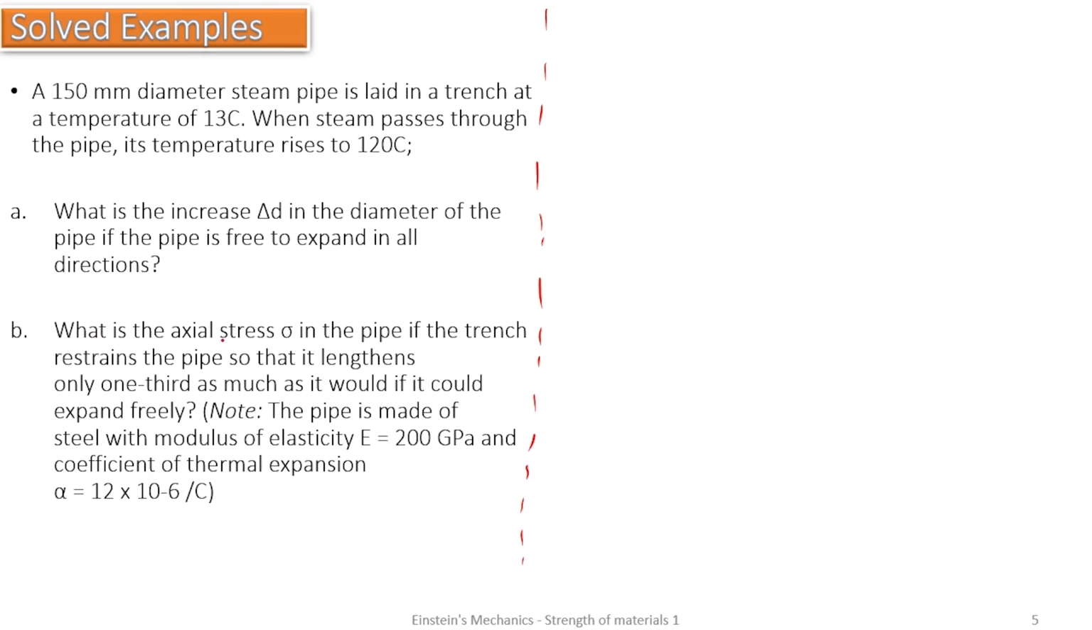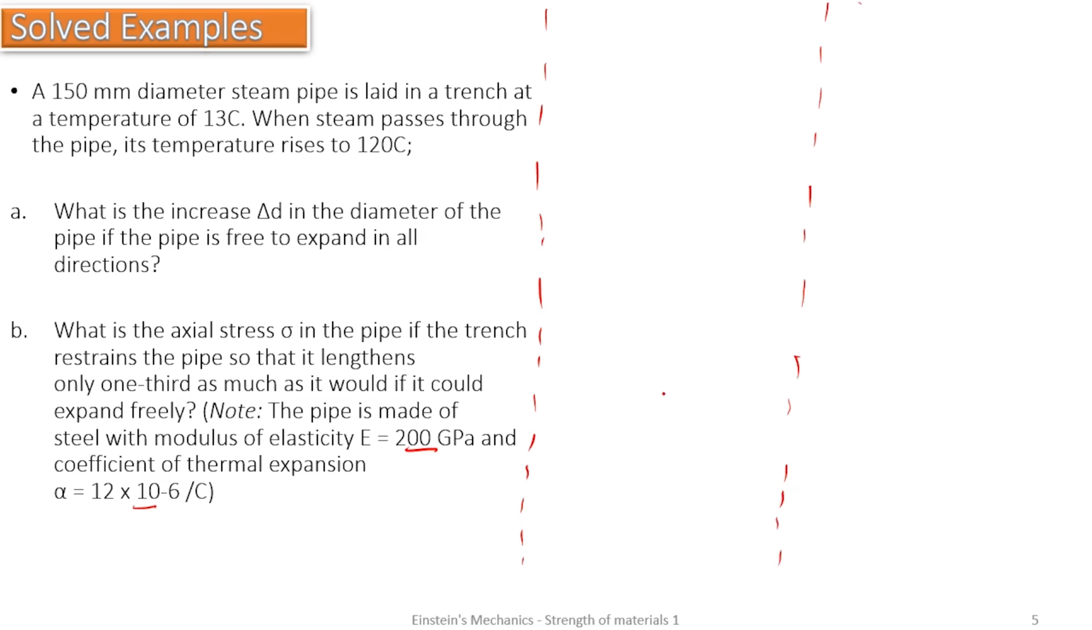Now, what is the axial stress in the pipe if the trench restrains the pipe so that it lengthens only 1/3 as much as it would if it could expand freely? Let's take note. The pipe is made of steel with modulus of elasticity 200 and coefficient of thermal expansion that. So I can get down my parameters and start working with them.